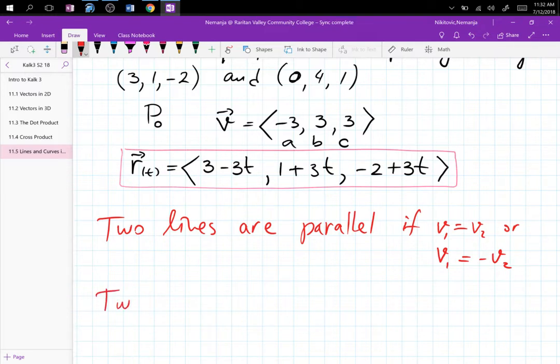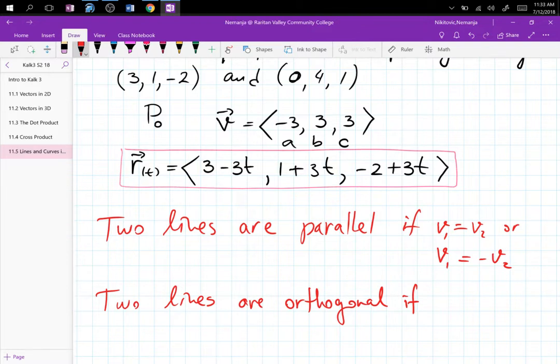Two lines are perpendicular when? Oh, orthogonal. Two lines are orthogonal when? Yeah, but we have a much more powerful tool than that. Yes? Dot product is 0. v1 dot v2. These are all vectors, guys. Is 0. If the dot product of the direction vectors is 0, that means they're orthogonal in space.